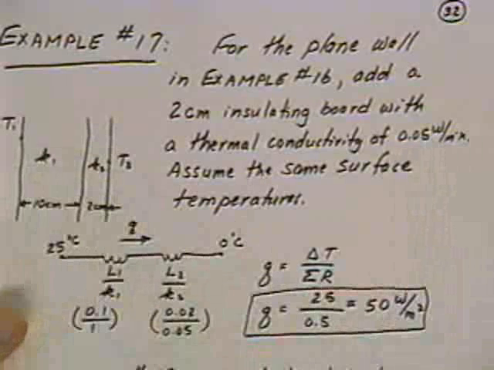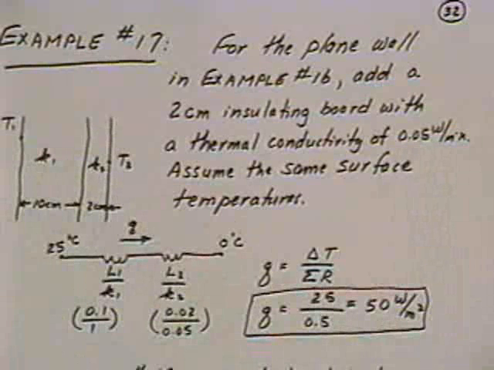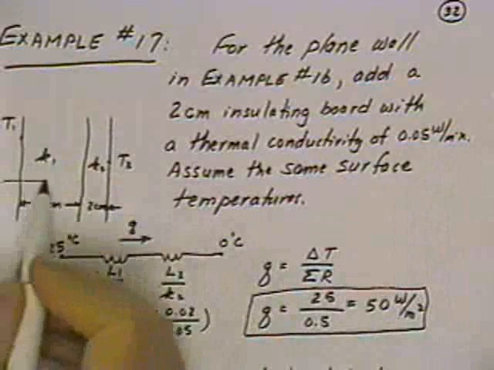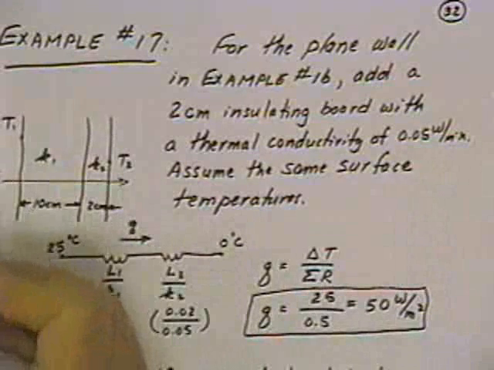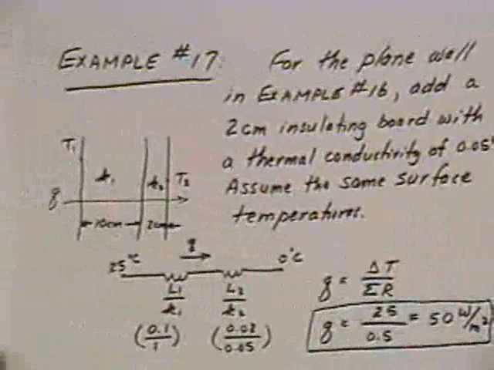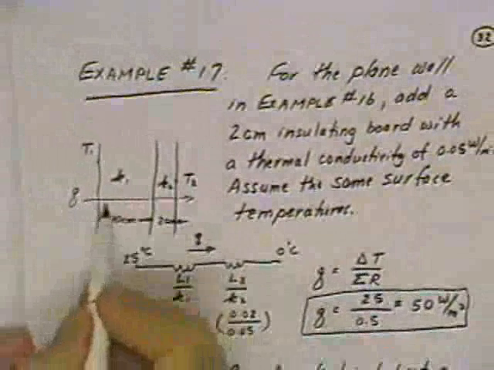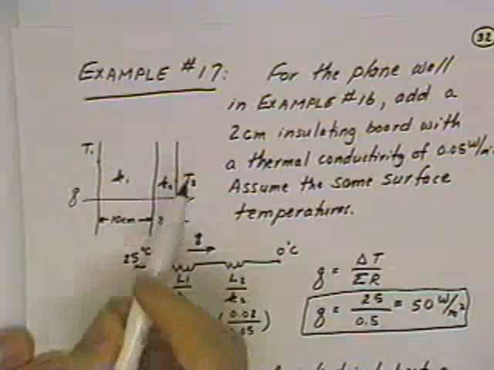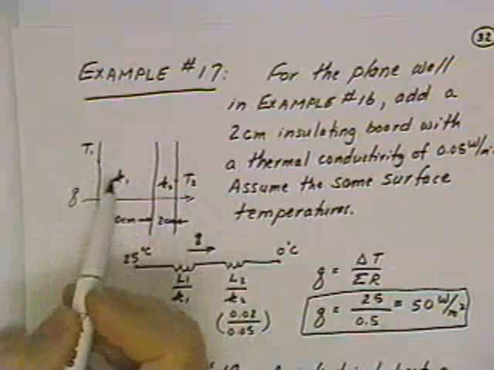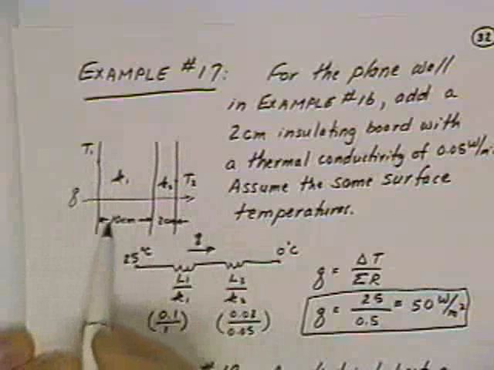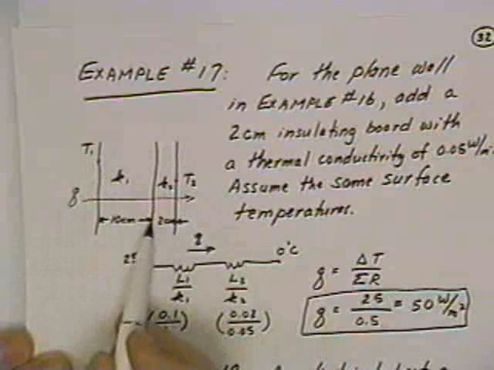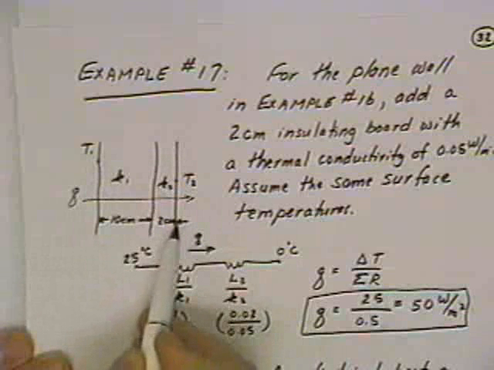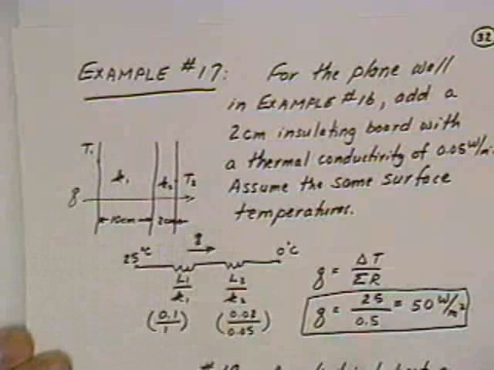And so now the heat transfer that we have in this case, it's our same Q that's going through the system, heat transferred through an outside temperature again maintained at 0 degrees and an inside temperature of 25 degrees. And we've got a 10 centimeter thick wall and a 2 centimeter thick surface.